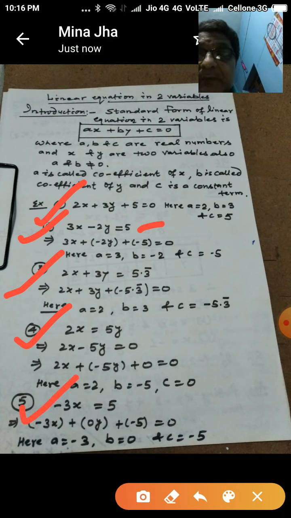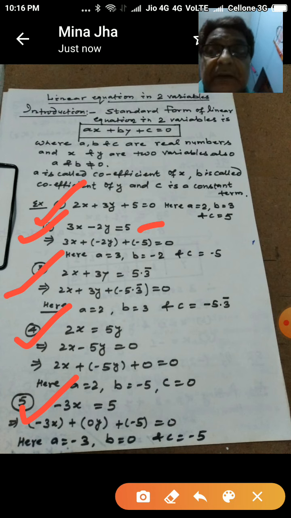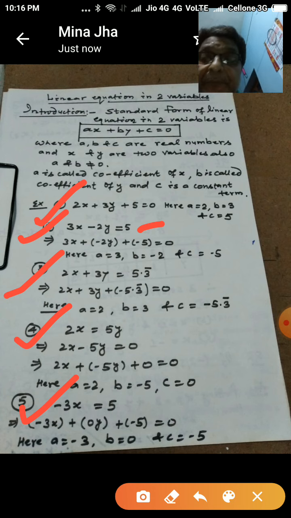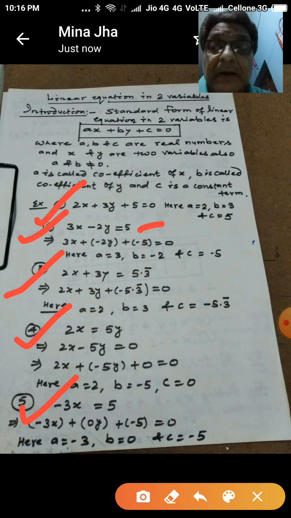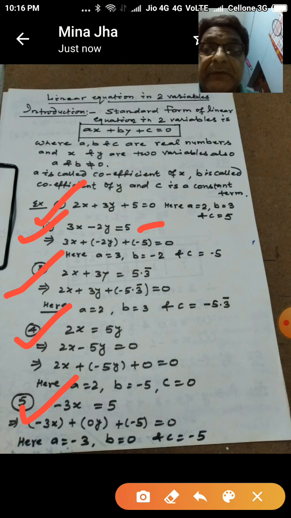One more example, we have taken minus 3x equal to 5. Although here only one variable, x, is seen, since our topic contains two variables, in writing the standard form we will introduce the second variable y with 0 coefficient, so that there will be no change, because it will be 0.